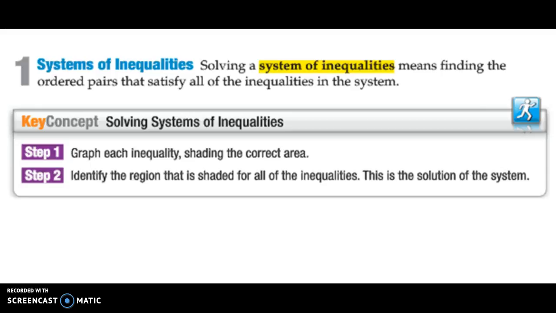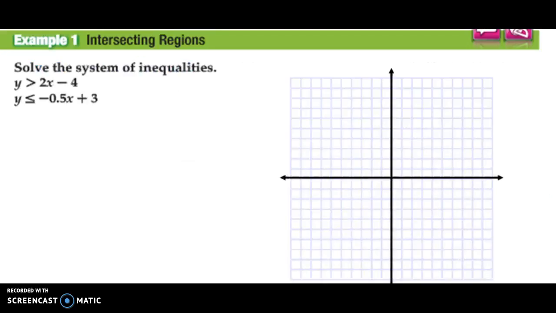A system of inequalities is no different. We graph each inequality and shade the boundary, but now there's going to be an area on your graph that's shaded more than one time, and those would be the solutions that work for all of our inequalities. Okay, so you'll see right there the steps. First one, graph each inequality and shade the correct area, and then step 2 is to identify the region that's shaded for all of them, and that's the solution set. Those are all possible solutions for your system.